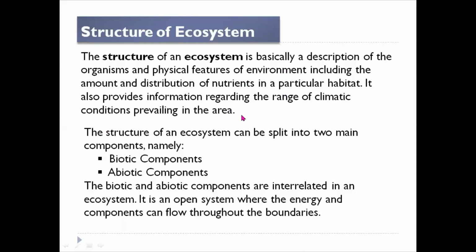So not only will we see the physical environment, we will also see the nutrient circulation, the movement of nutrients from one habitat to another, and we will also understand the climatic condition of that area. The structure of an ecosystem can be split into two main components, namely biotic and abiotic. You already know about this. The biotic and abiotic components are interrelated in an ecosystem. It is an open system where the energy and the components can flow across the boundaries.